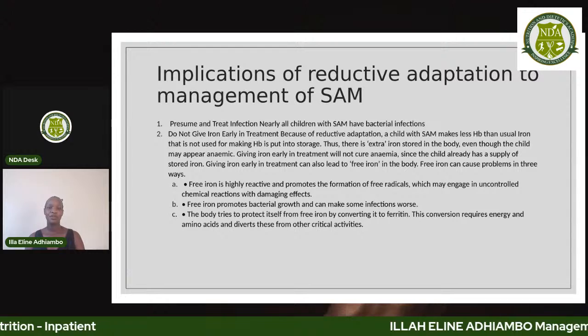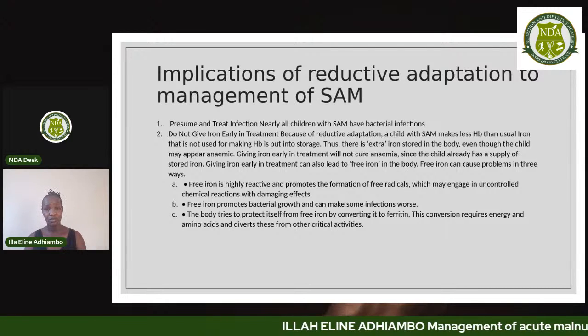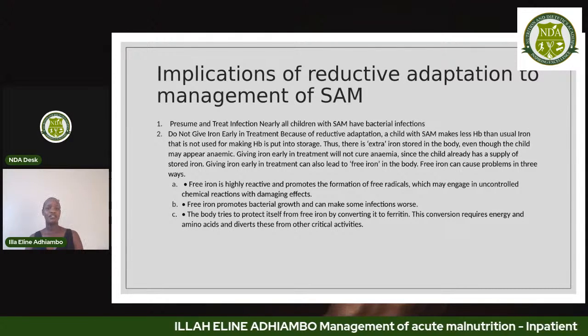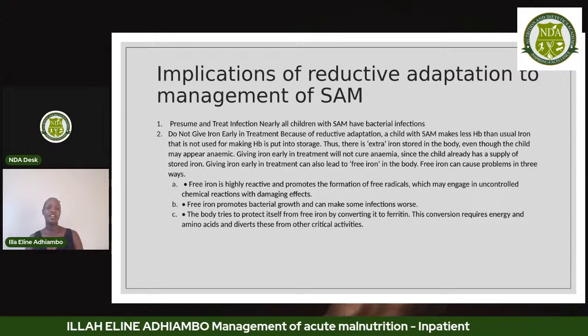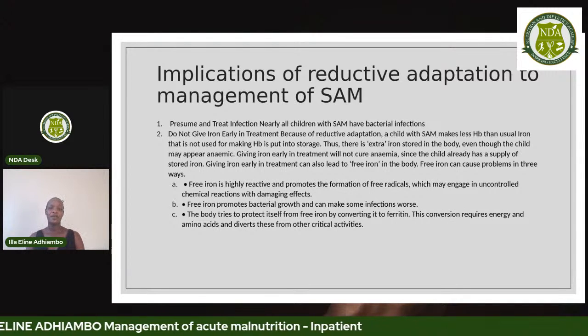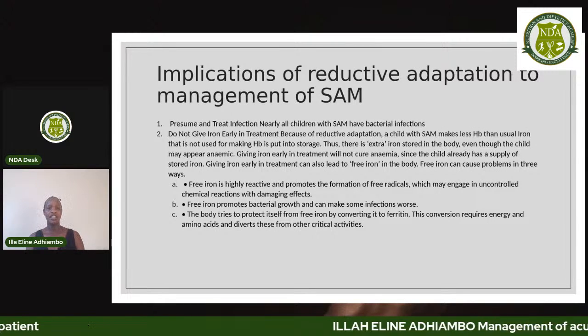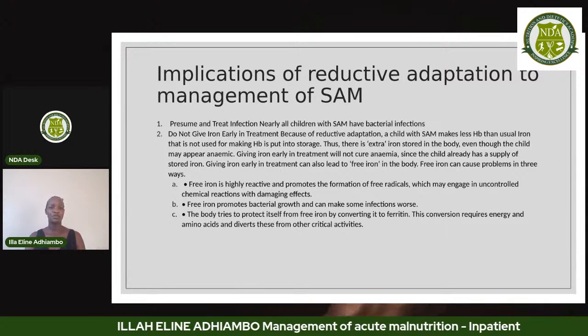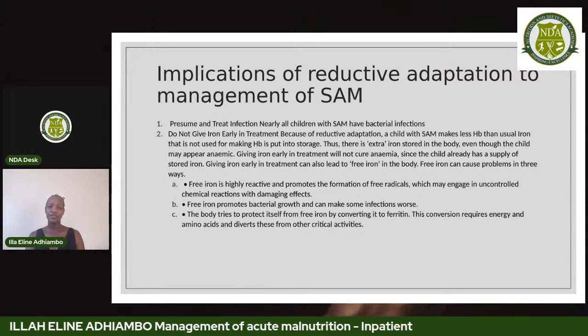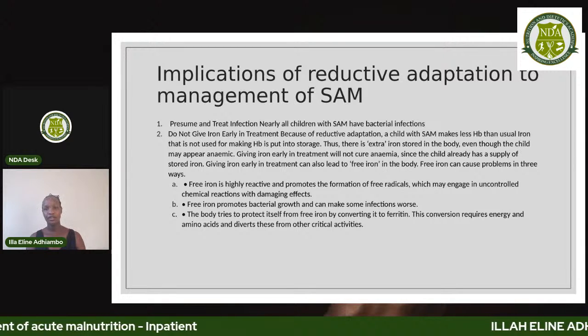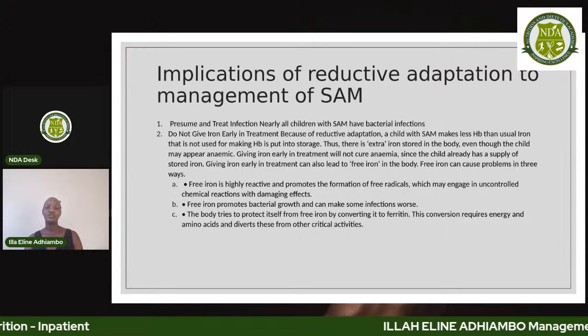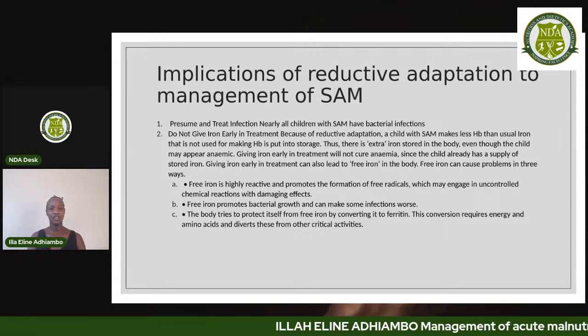Iron that is not used for making HB is put in storage in the body. So the extra iron is stored in the body, even though the child may appear anemic. Giving iron early in treatment will not cure anemia since the child already has excess supply of iron in the body. Giving iron may also lead to free iron in the body and cause problems in three ways. First of all, free iron is highly reactive and promotes the formation of free radicals, which may engage in uncontrolled chemical reactions and damaging effects.